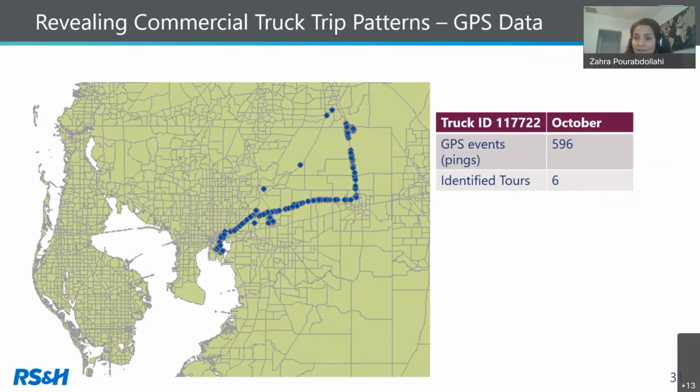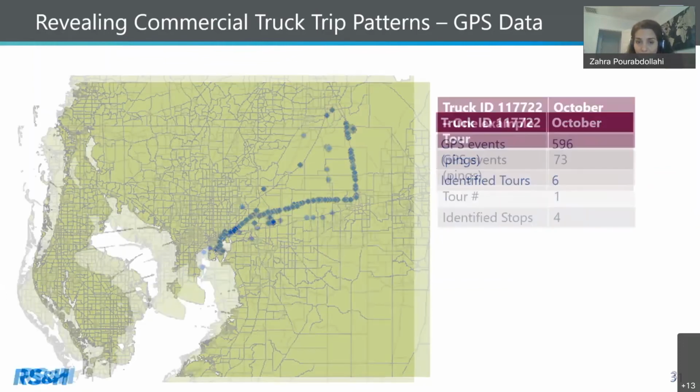This is a random truck ID. With this truck, there were 596 GPS records associated. And after processing, we identified 6 tours. And these are all the records. They are all within the same area and probably the same routes. And in the background, there is the TAZ layer of the Tampa Bay model, the District 7 regional model.